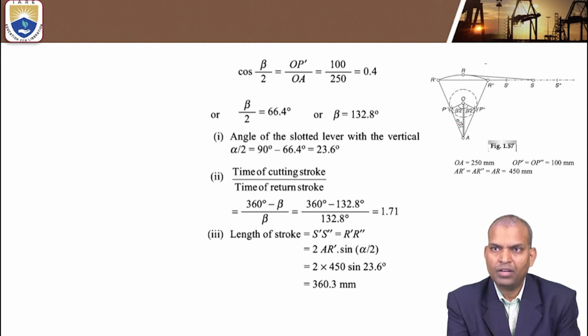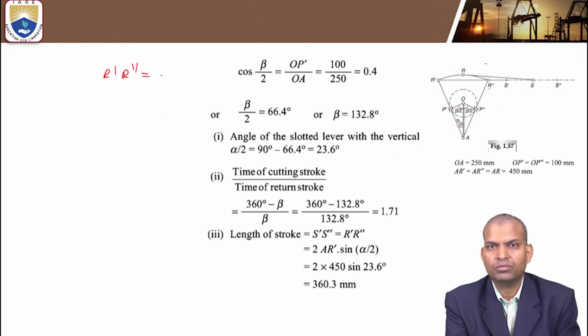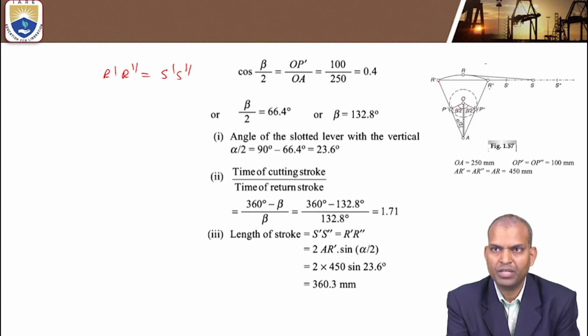As is shown here, this is alpha by 2, this is beta by 2. One more thing: R dash R double dash is equal to S dash S double dash. Now, cos beta by 2, from this triangle OAP dash, is equal to the adjacent side OP dash by the hypotenuse OA, that is OP dash by OA.